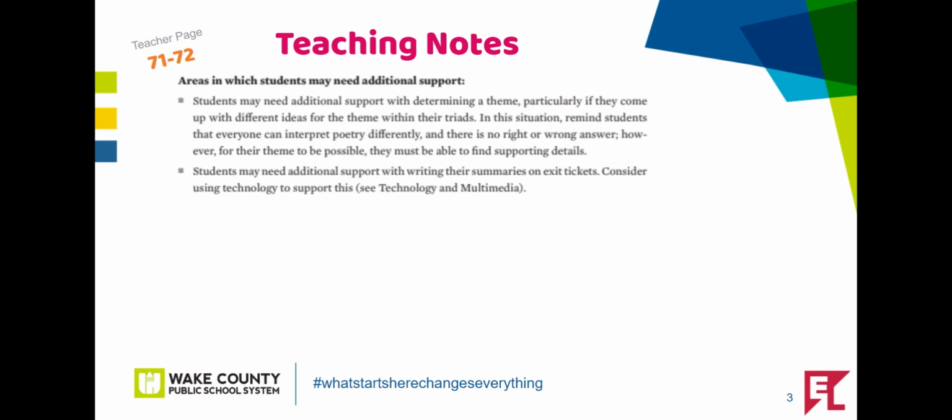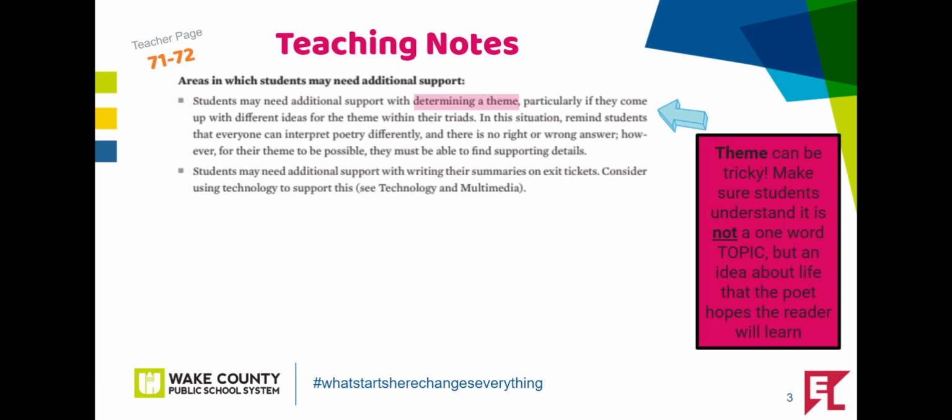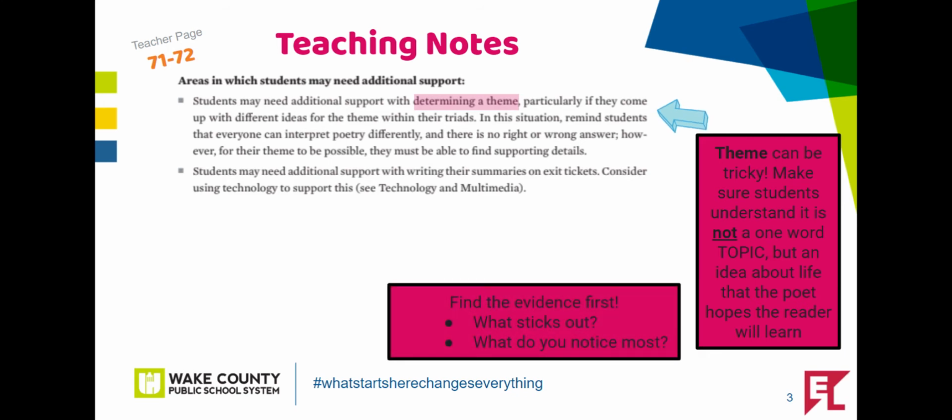The teaching notes section also points out where students might need additional support. For example, theme can be very tricky for students to determine because they generally need to be inferred. Learners need to understand that a theme is not a one-word topic, but rather an idea about life that the poet or author hopes the reader will learn. Pro tip: it is often easier for students to find the evidence first. What sticks out to them? What do they notice most? Odds are, those are going to be evidence to support a theme.